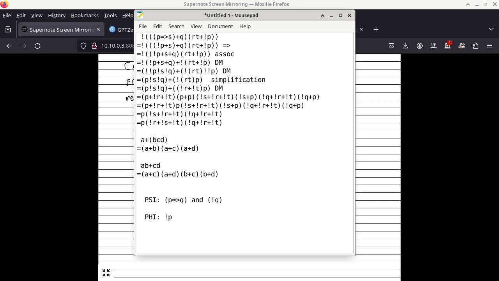Once again, your psi is representing everything that is known, and you're just told, don't ask me why P implies Q. We just know that it is true. Don't ask me why not Q is true. It's just like that. Phi, on the other hand, is the theorem that you're trying to prove, which means we're trying to find out whether psi implies phi or not in this case.